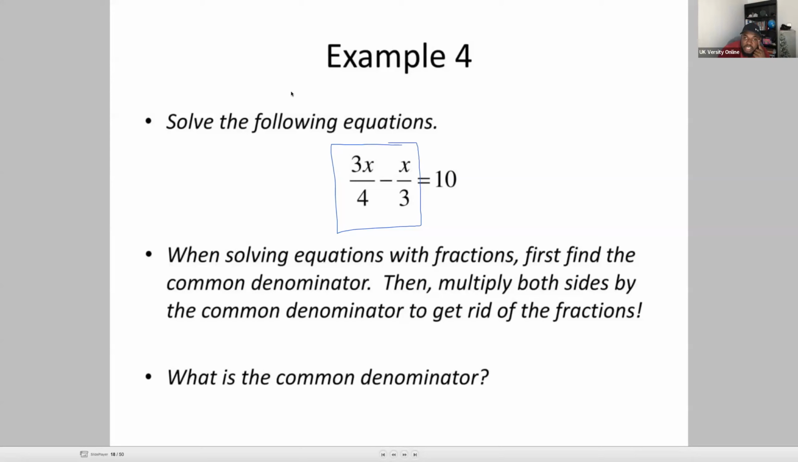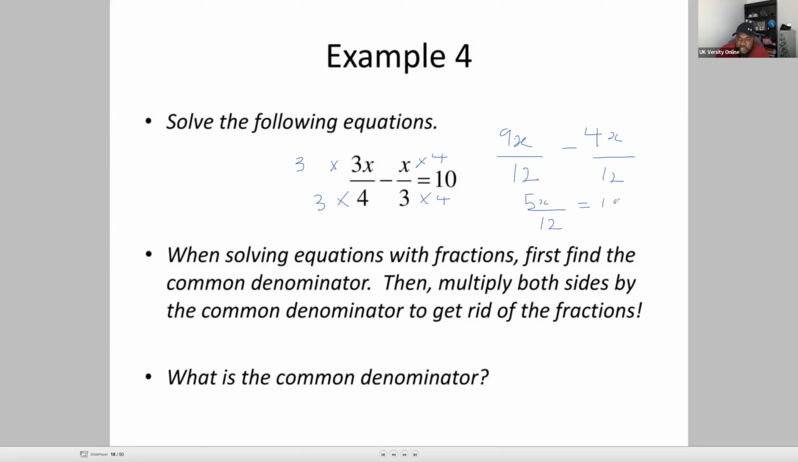So how can this have the same denominator? You multiply this one by 3, this one by 3, this one by 4, this one by 4. So that gives you 9x over 12 minus 4x over 12. So what is 9x minus 4x? That gives you 5x over 12.